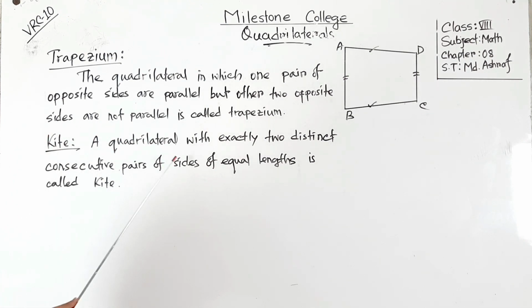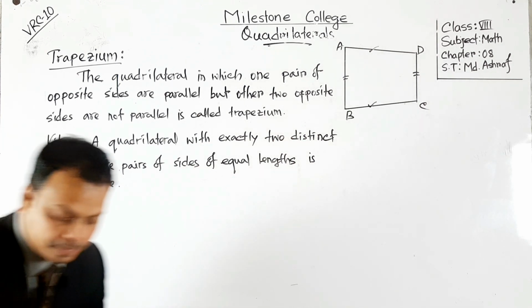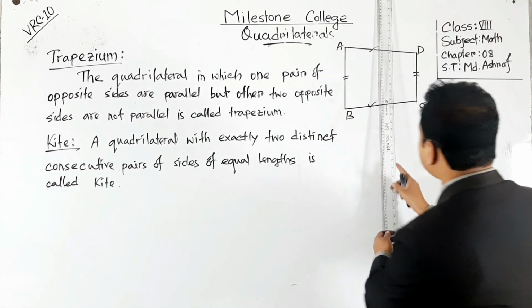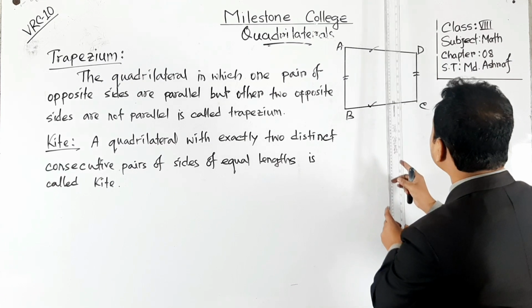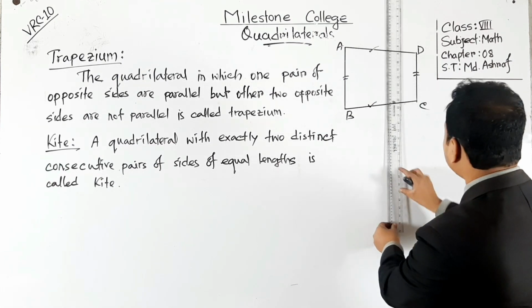Kite. A quadrilateral with exactly two distinct consecutive pairs of sides of equal lengths is called a kite. See the figure. So it's a special type of quadrilateral. For this we have to know the steps for drawing this one.